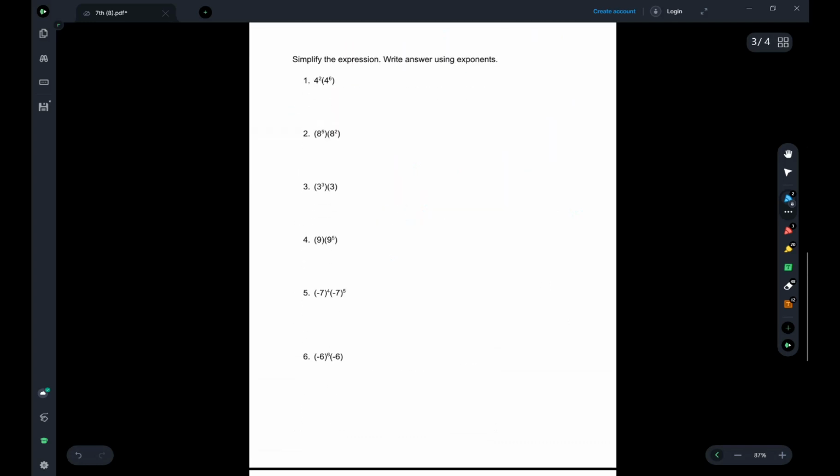So this next page is asking to simplify the expression and write the answers using exponents. So let's start off with number 1. Number 1 is asking 4 squared times 4 to the 6. Now, it says using exponents. So if it did not say this, you could just multiply 4 squared times 4 to the 6th power.